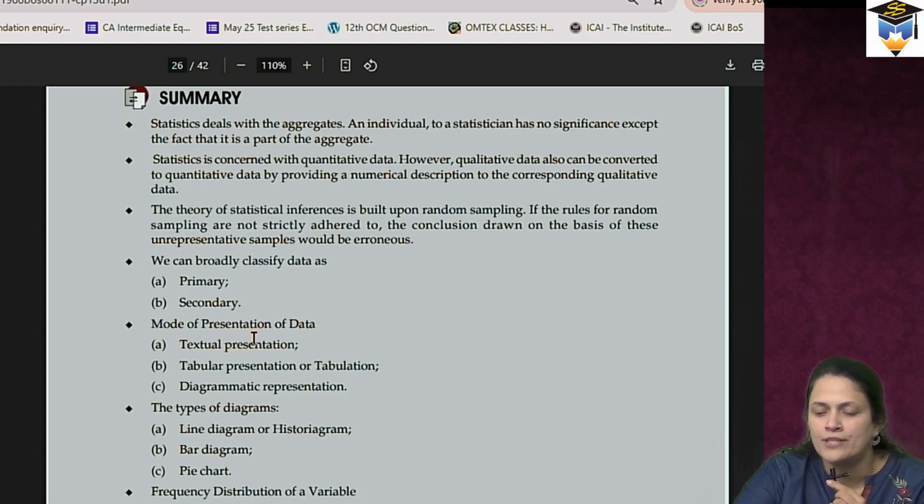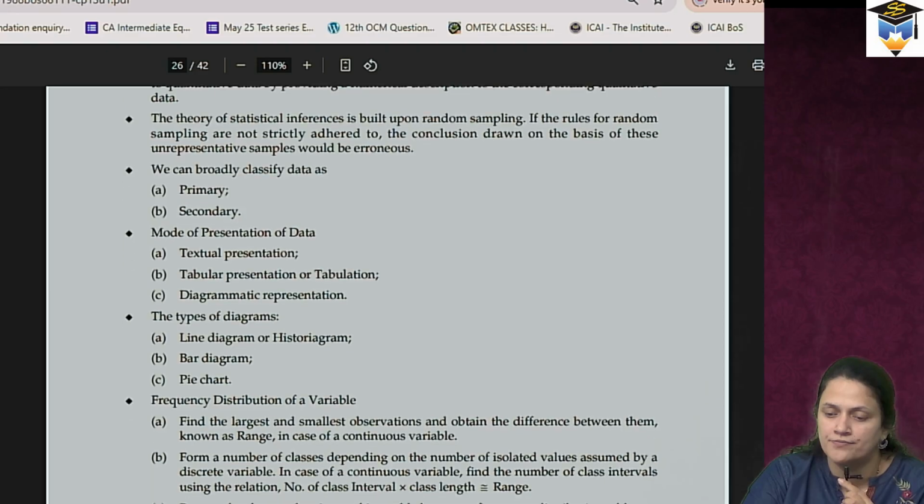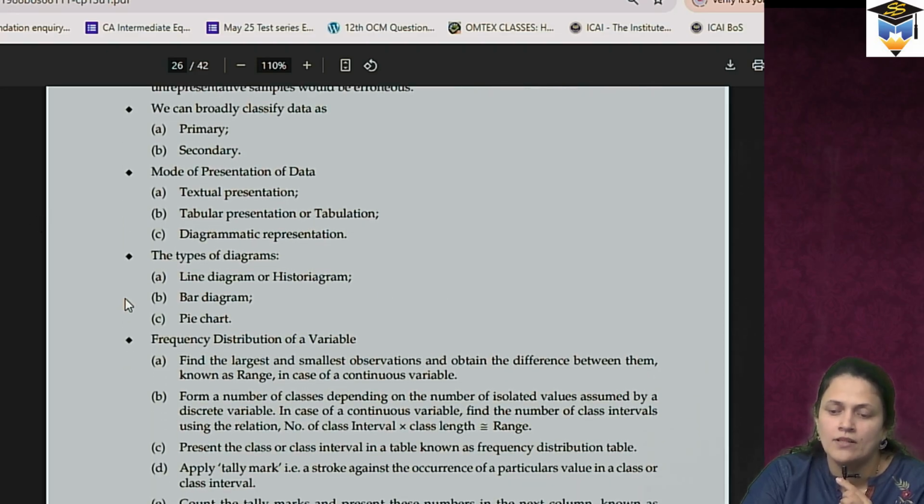Mode of representation of data is textual representation. So in textual representation, what will come? Written in text. Next is tabular representation, table of tally marks, which I have shown you yesterday. Diagrammatic representation is ogive, histogram. So these are the types of diagrams: line diagram, bar diagram, pie chart. Then frequency distribution of a variable.